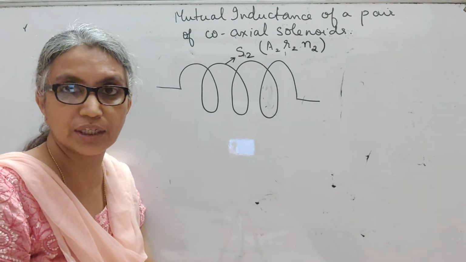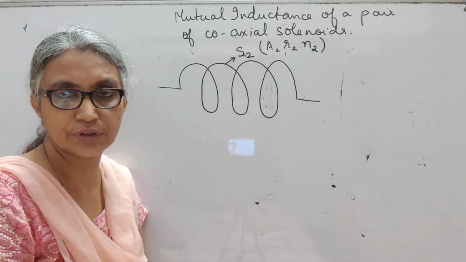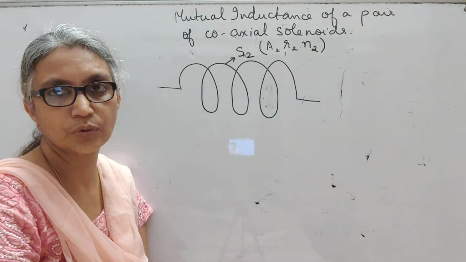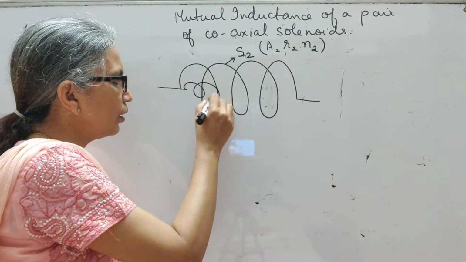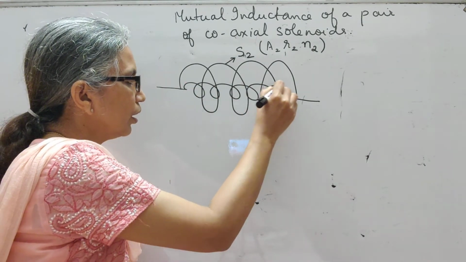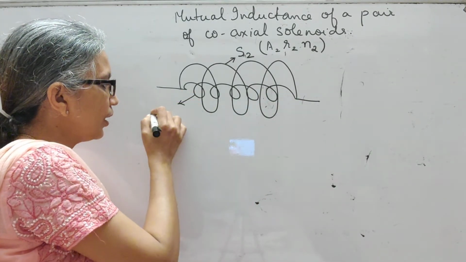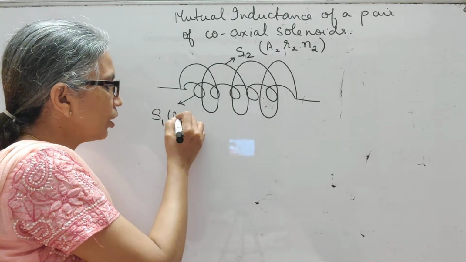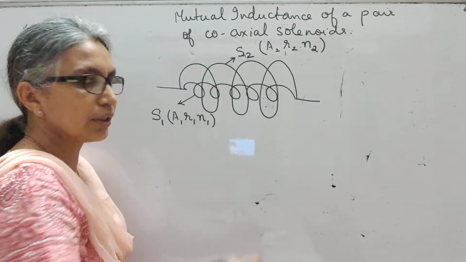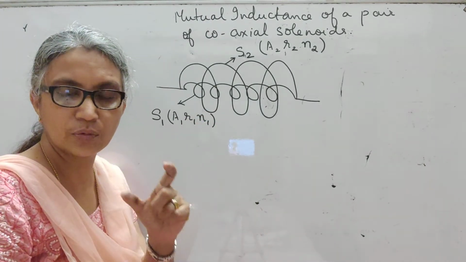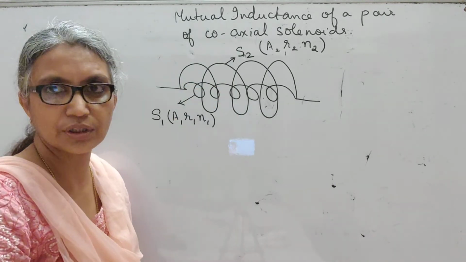Both the solenoids we are going to take with the same length. So the number of turns in unit length, that is in 1 meter, is what you call small n, and that will be N2. Now we also have a smaller one, and the two have the same axis, coaxial. This one I am going to call S1 with area of cross section A1, radius R1 and number of turns N1. So the smaller one has N1 turns per unit length, a radius of R1 and area of cross section A1.